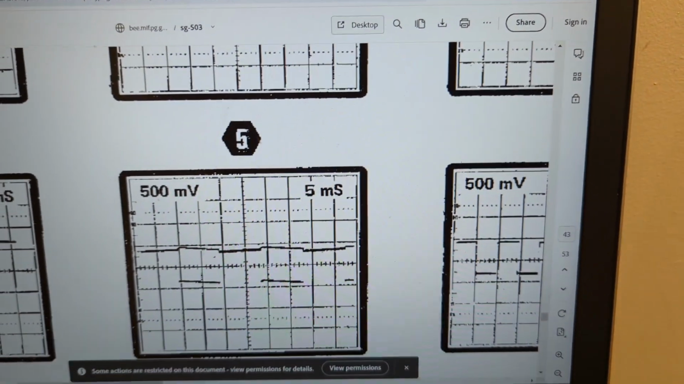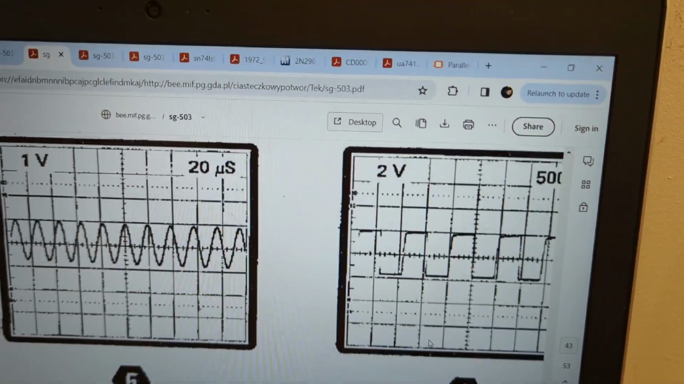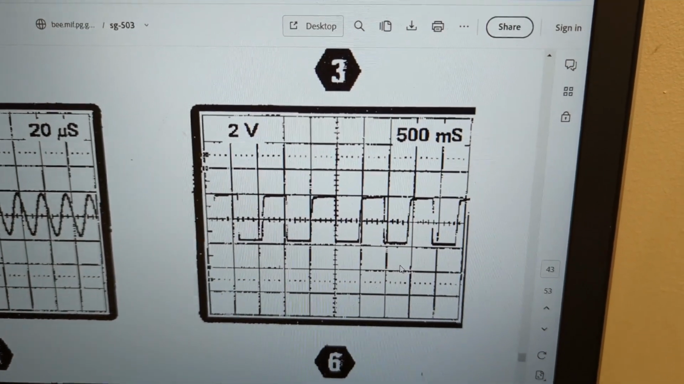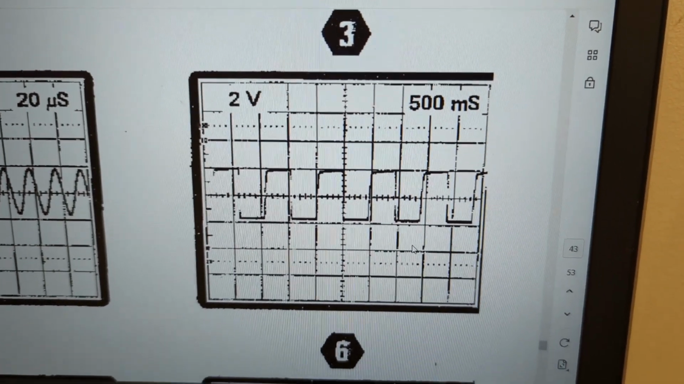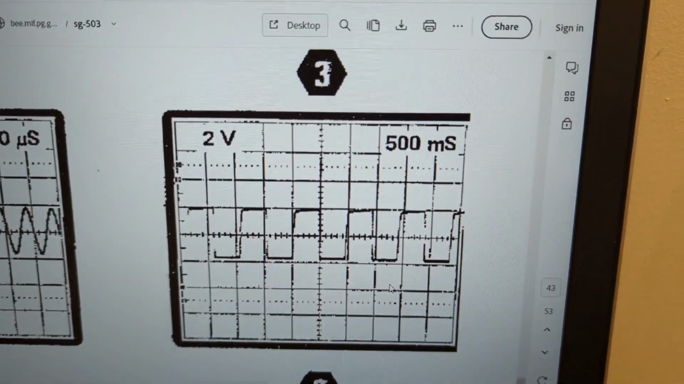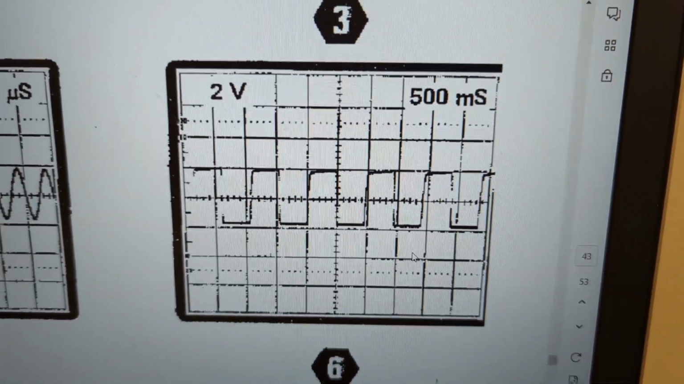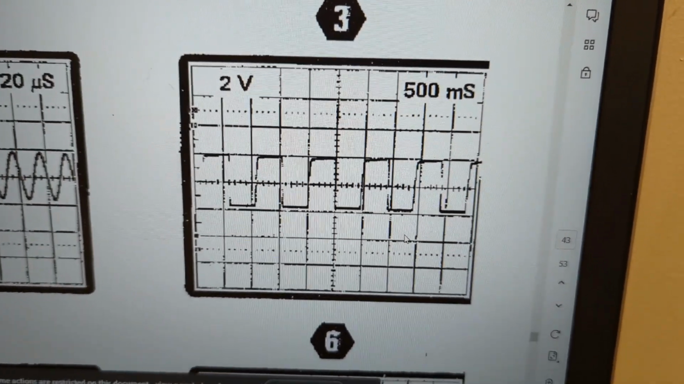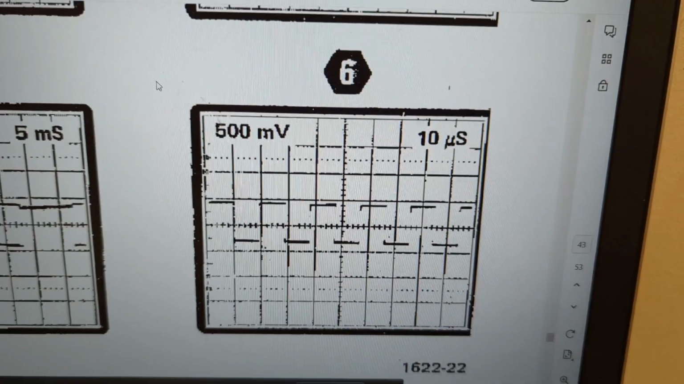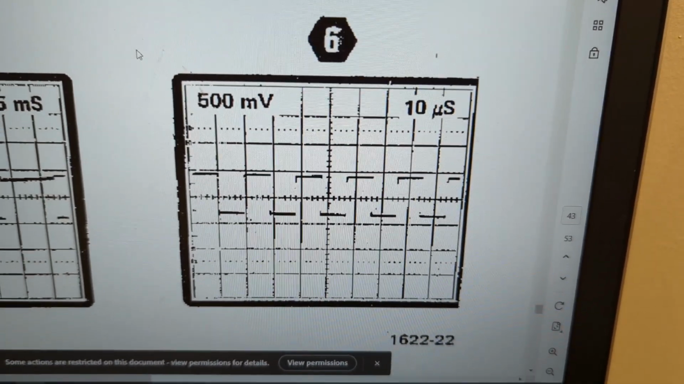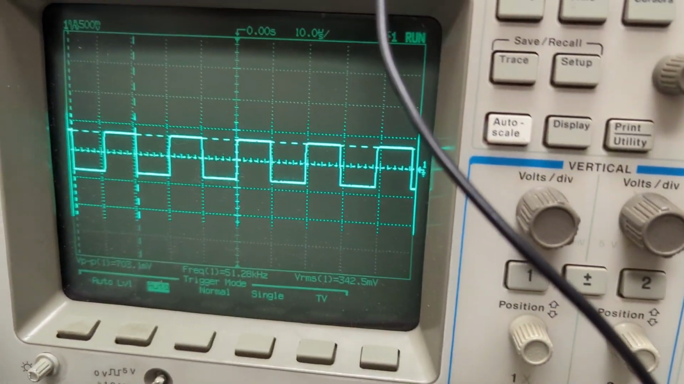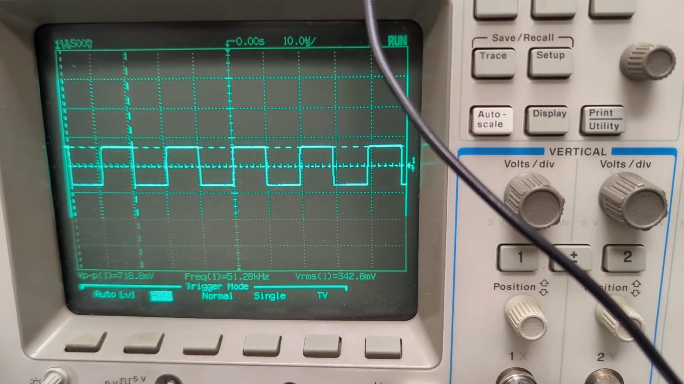One more to go, but just one thing I did want to point out is for this one, they have 500 milliseconds. I believe that should be 500 nanoseconds. I get that if I set it to 500 nanoseconds, so there might be a mistake there, but let's move on to number 6. Okay, this is the last one that they provide us. This is number 6. And if we look, we are looking good.